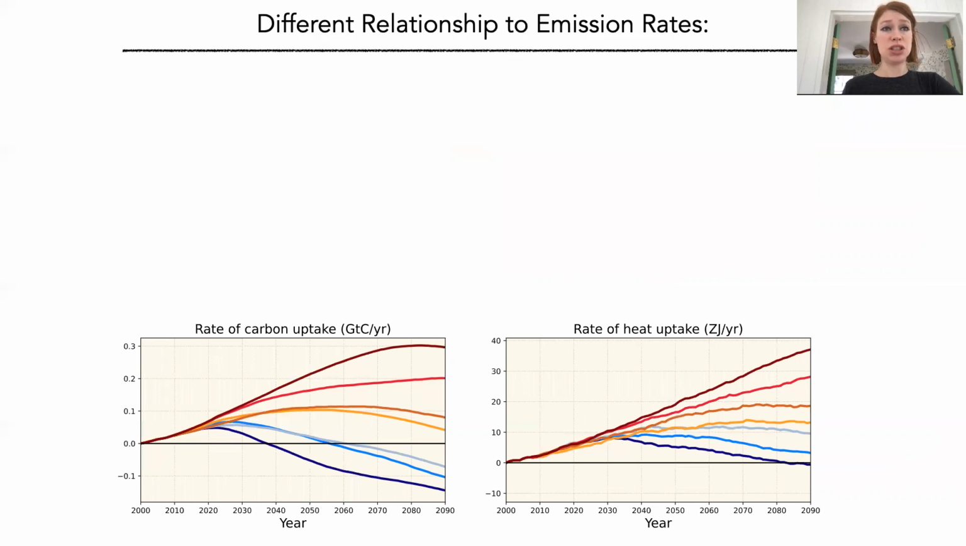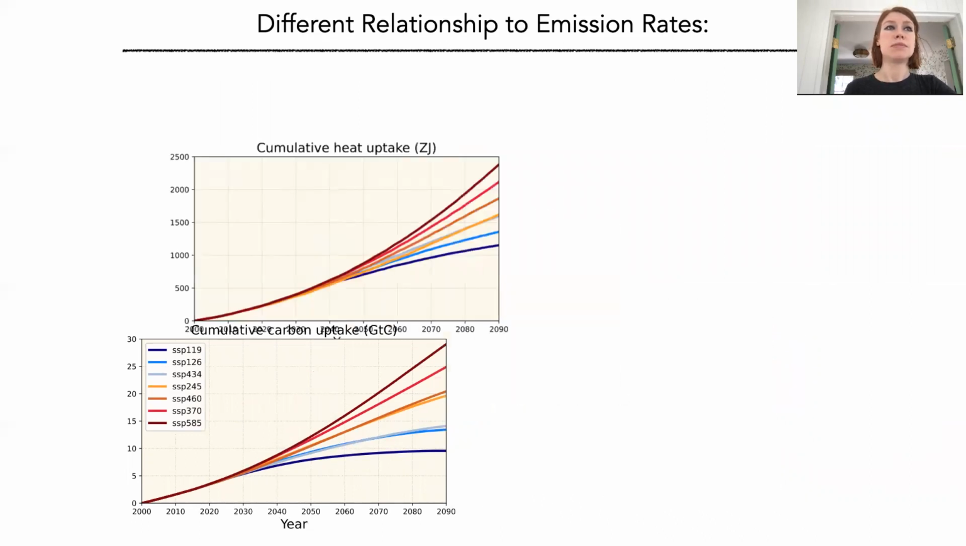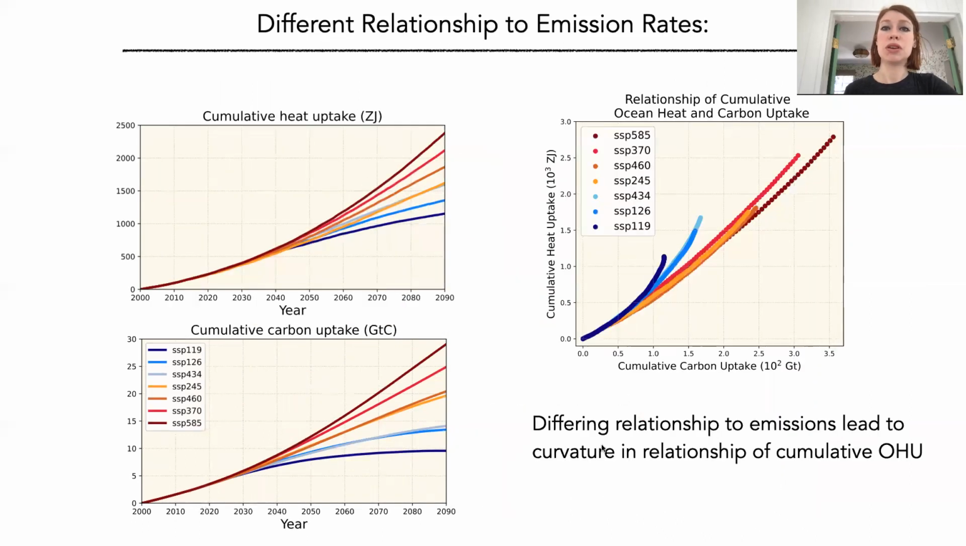So to get back to the relationship between the cumulative carbon and heat uptake, we have to take the time integral and then plot these against each other, and we return here. And so what we've argued is that this curvature here ultimately comes from the fact that heat uptake is tied to the cumulative emissions, while carbon uptake is tied to the emissions themselves. So there's this different underlying dependence on emissions that really matters, especially at these lower emission scenarios.